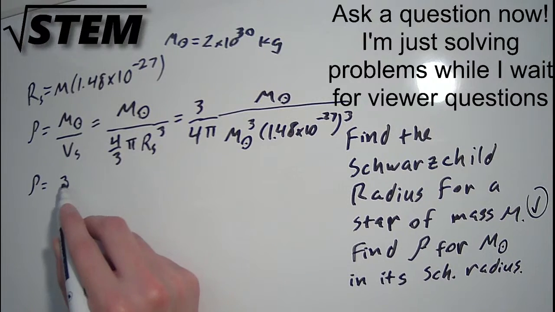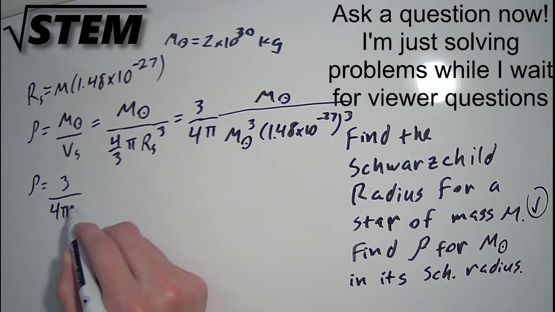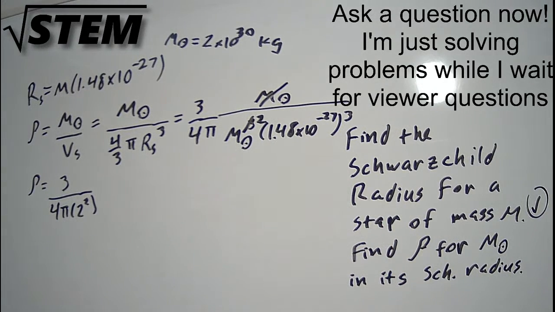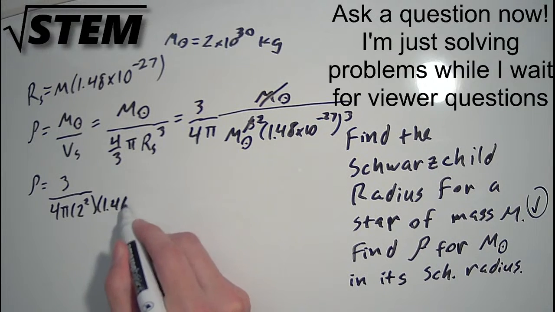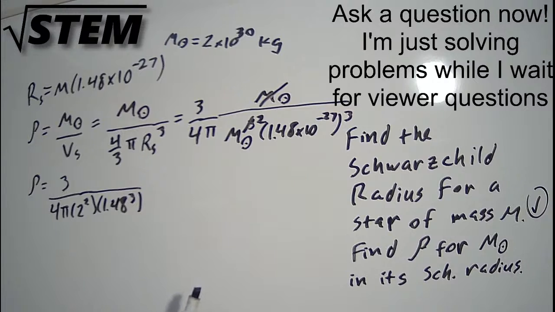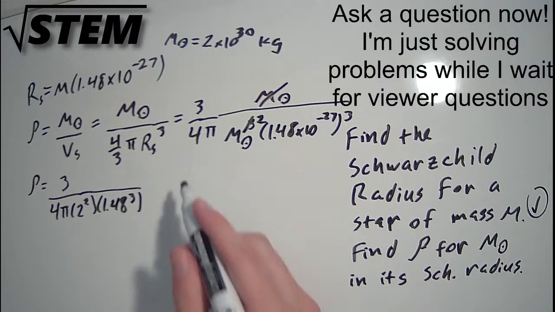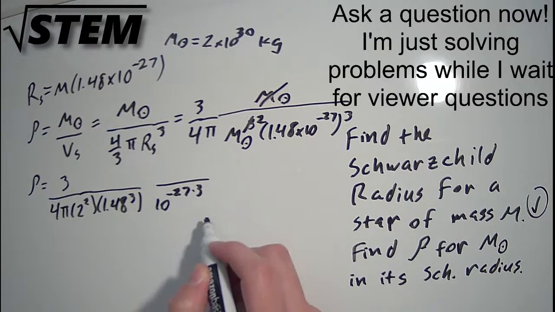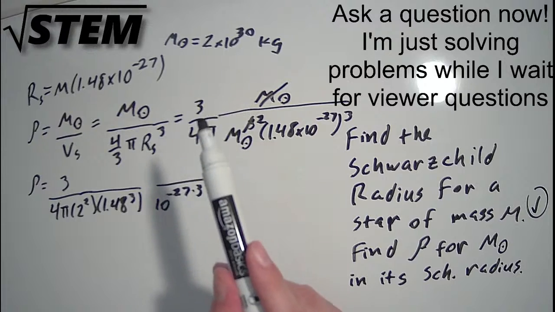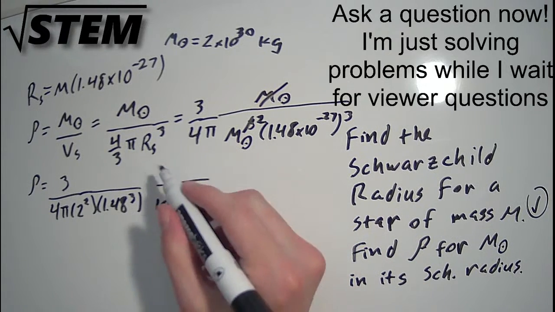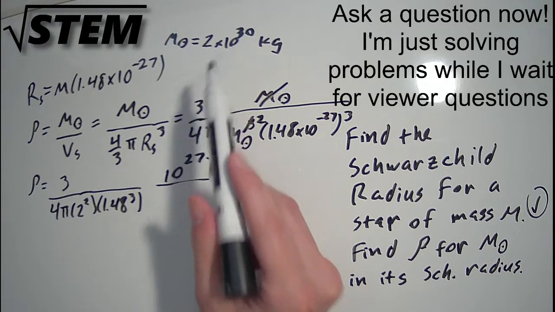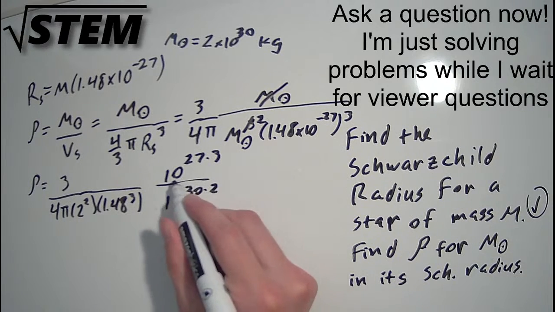This will be 3 over 4 pi times 2 squared, because this one will cancel that and make it a squared, times 1.48 cubed, and then we'll have, oh my goodness, this is going to be so small, 10 to the negative 27 times 3, and from the mass of the sun we'll have, oh, if that's negative it'll go to the top, okay, 10 to the 27 times 3, and from this we'll have 10 to the 30th times 2 on the bottom.